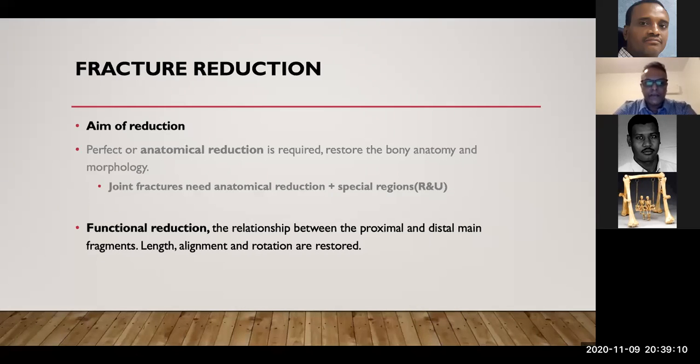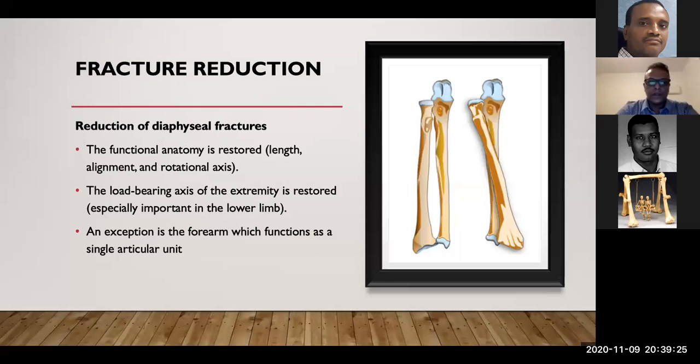Or we can have a functional reduction, and in this type of reduction, we need to retain the length, alignment, and rotation between the proximal and distal main fragments. So generally, when we're reducing the diaphyseal fracture, we need functional reduction, and in this type of reduction, we need to restore the length, alignment, and rotation.